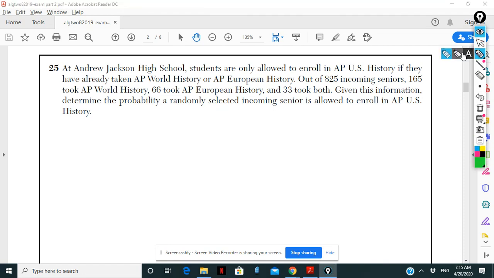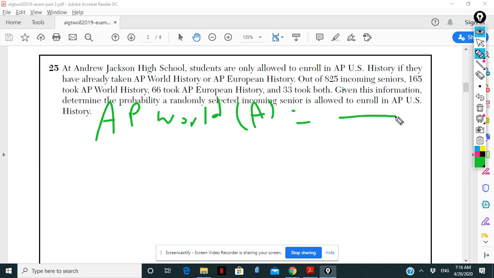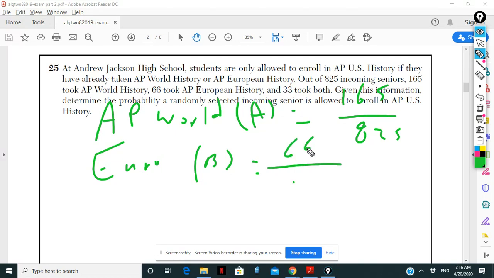So for AB World History, let's say it's event A. The probability of event A is 165 out of 825. Now the European one, it's event B, so the probability is 66 out of 825. Now A and B, so both of them, the probability is 33 out of 825.